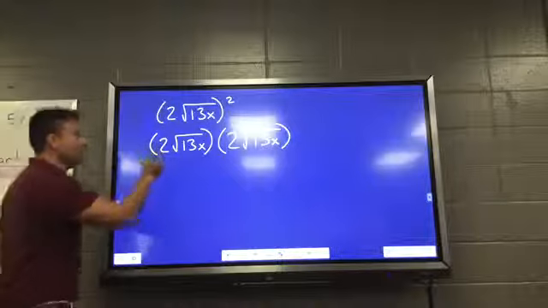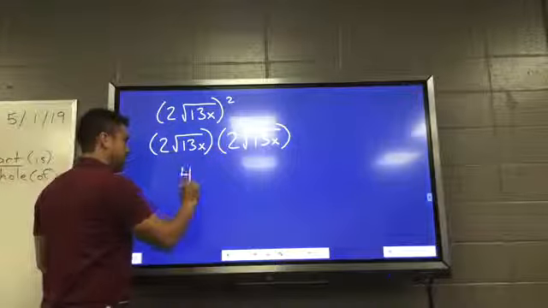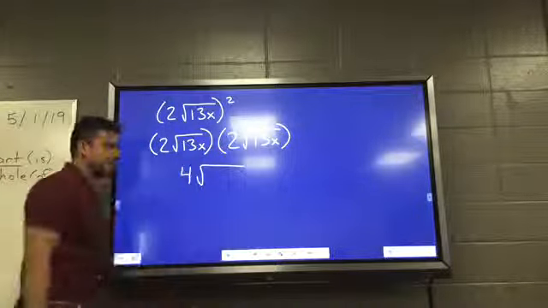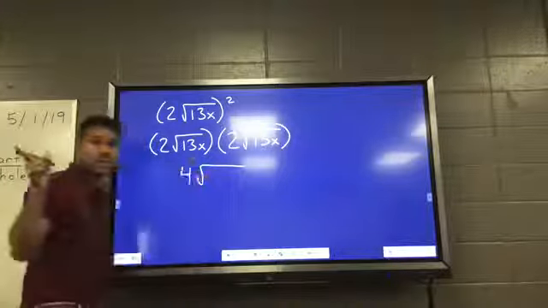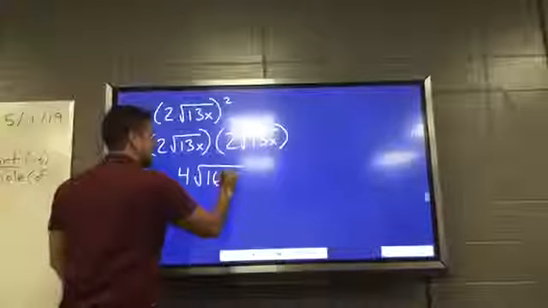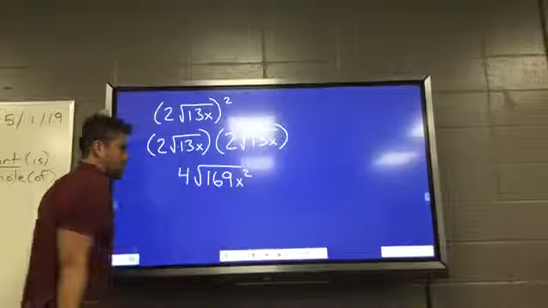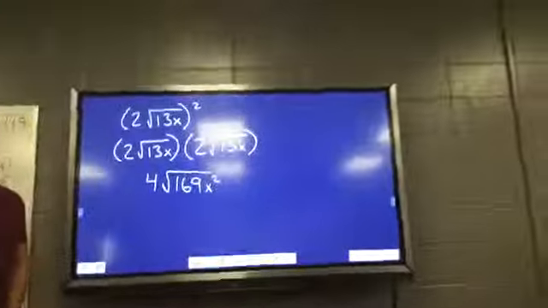Okay, what's 2 times 2? 4. What's the square root of 13x times the square root of 13x? Square root of, okay, someone said it, 169x squared. Can you simplify that?